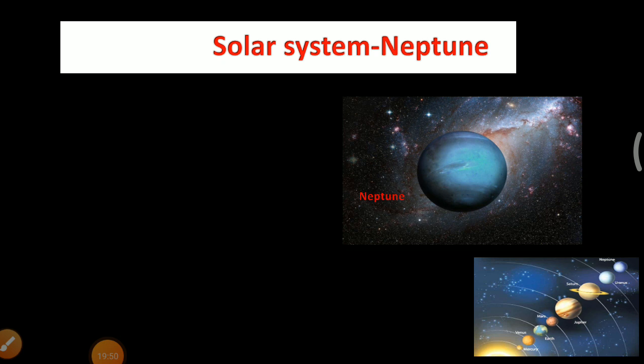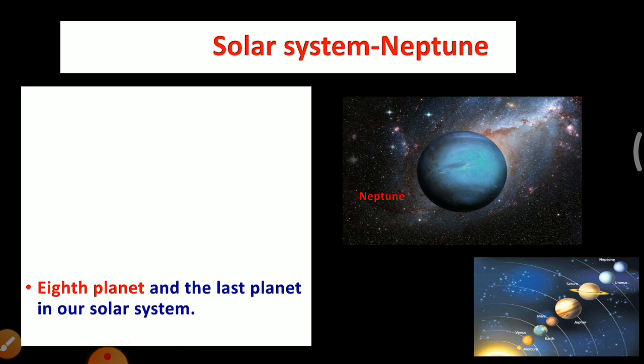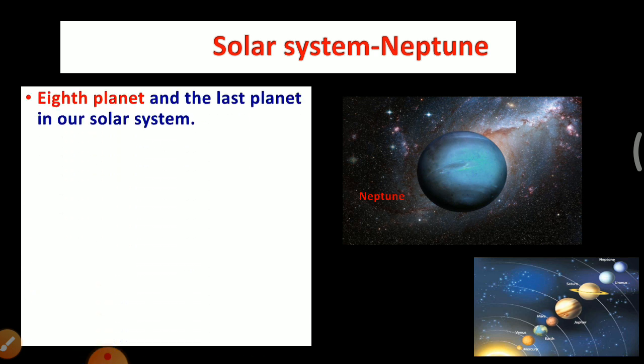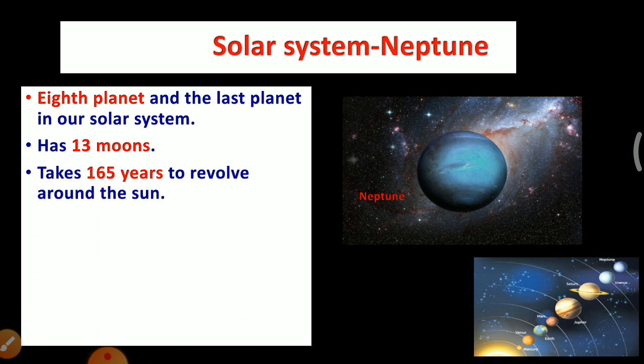The next planet is Neptune. Count it: 1, 2, 3, 4, 5, 6, 7, 8. The eighth planet and the last planet in our solar system. It has 13 moons. It takes 165 years to complete one revolution.